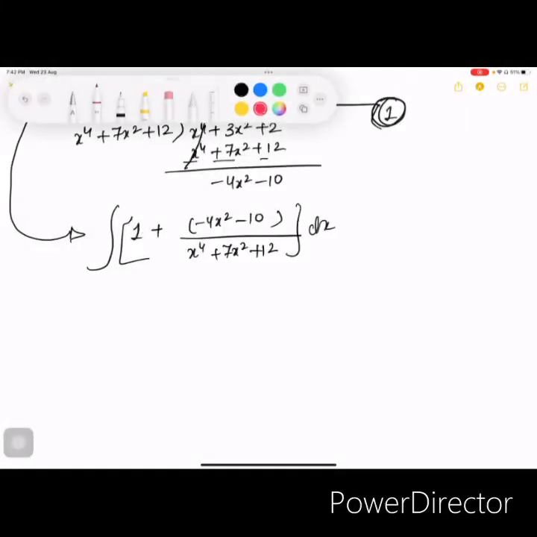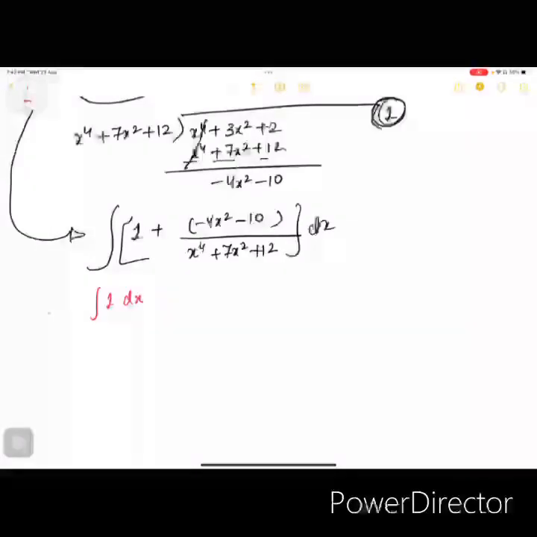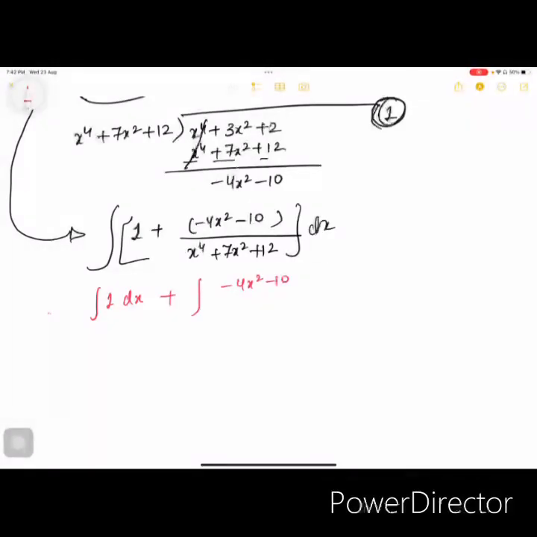Now we will simply separate the terms or split the terms. Integration of 1 plus 4x square minus 10 upon x raised to power 4 plus 7x square plus 12, this integration. Integration of 1 is x. It is done. But now we are left with this second part.